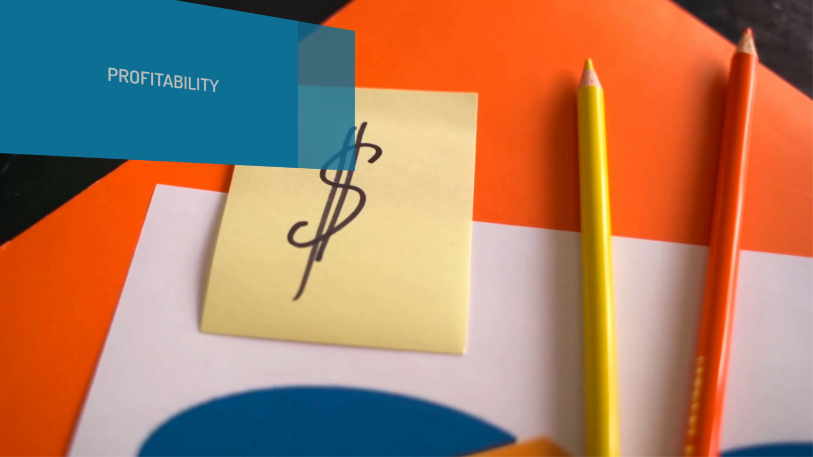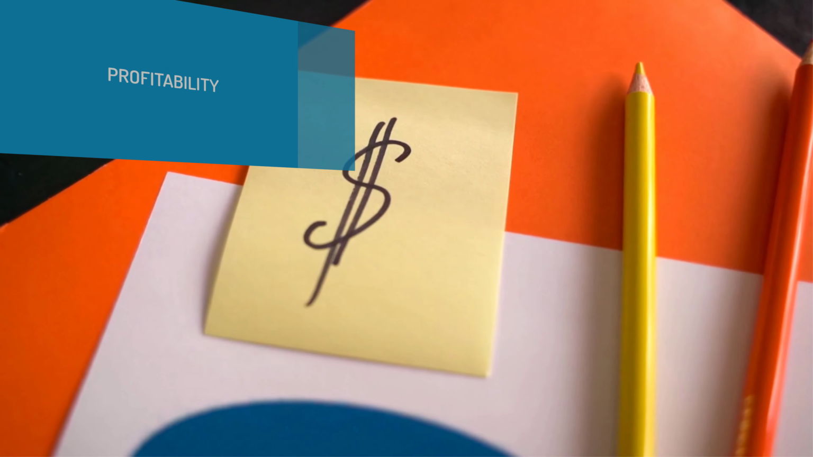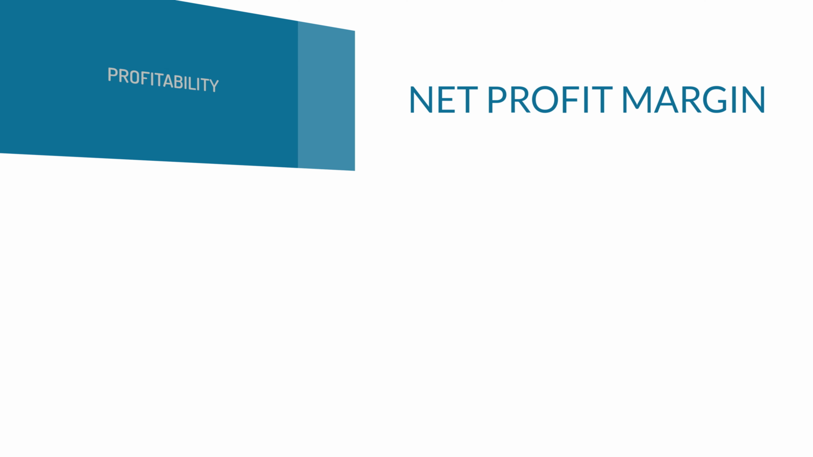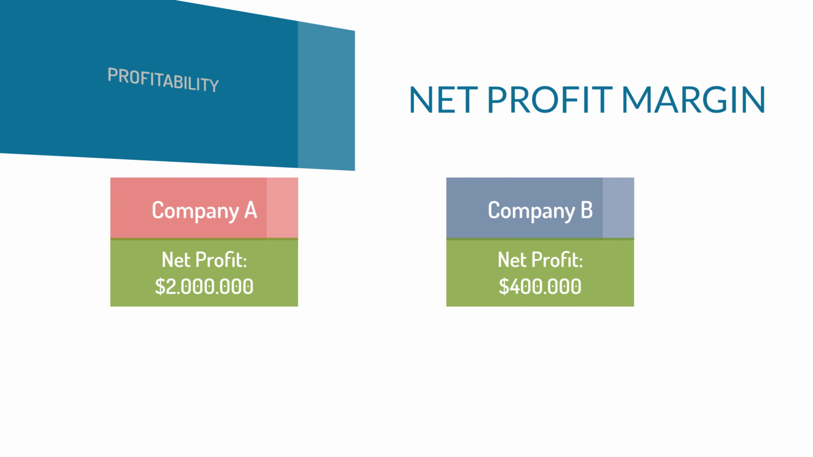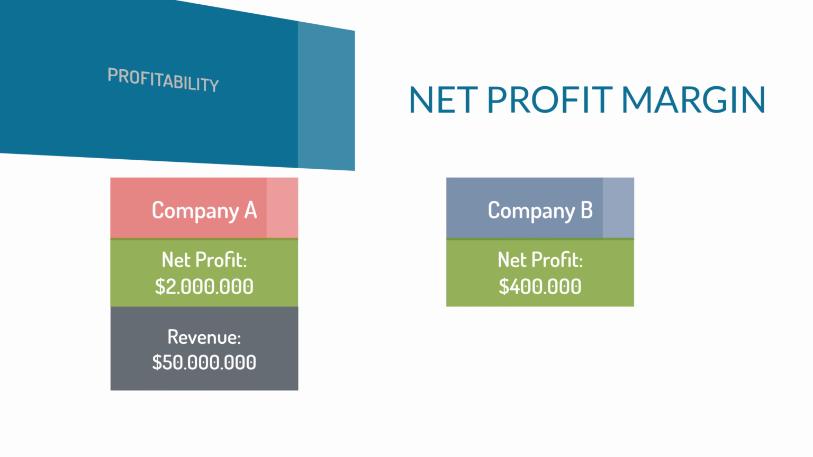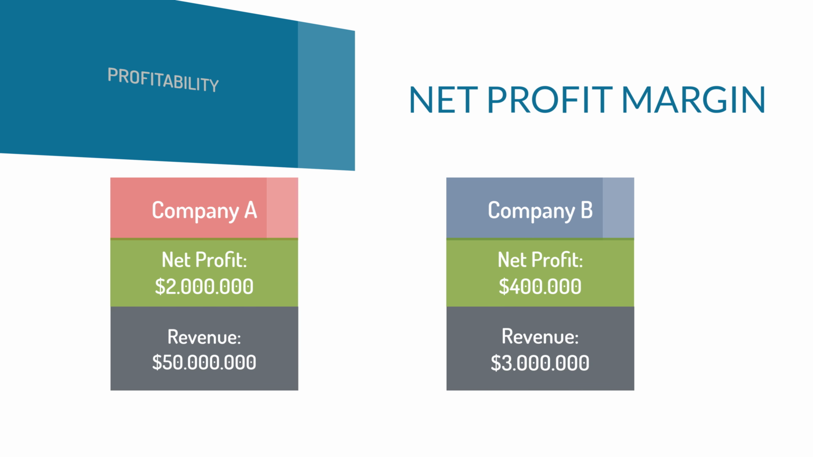Profit in itself says little, however. It is mainly the net profit margin that is important. Company A, whose profit is $2 million, may look a lot more impressive than Company B, whose profit is only $400,000. But if it turns out that the total turnover to arrive at that profit for Company A is 50 million and for Company B only 3 million, then that gives a much more nuanced picture. Company A's net margin in that case is only 4%, while that for Company B is over 13%.